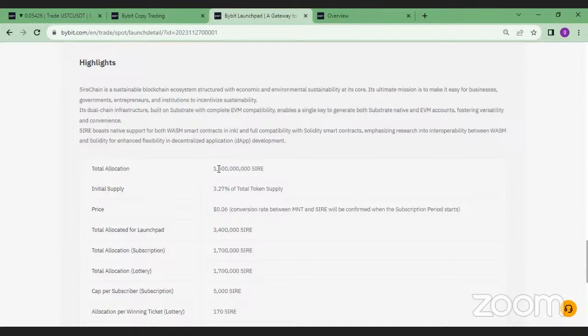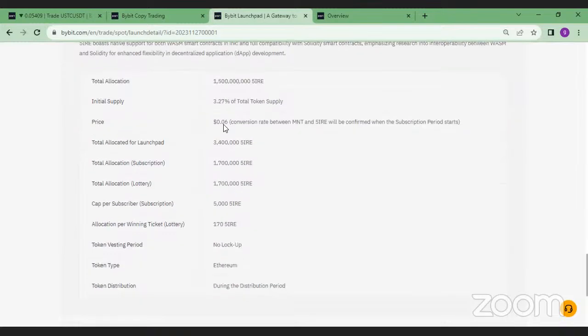The total allocation of the token, you will see there: initial supply will be 3% of the total token supply. This is the price at the Launchpad. Once it's listed for trading, it will definitely trade above this. I've done a Launchpad that traded at almost $10 and we bought it for less. The highest I got was almost $20, and we got it for less than $1.